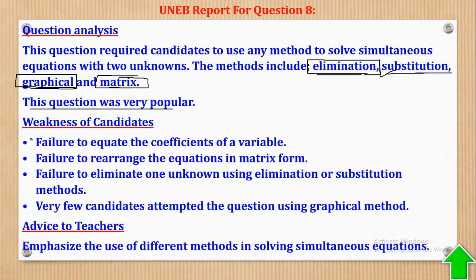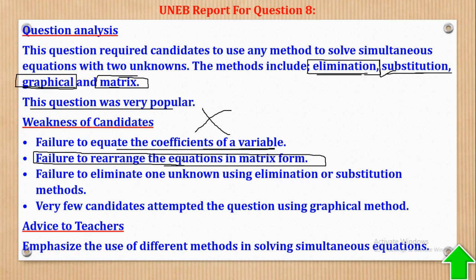Then weaknesses of candidates. One is failure to equate the coefficients of a variable. So to balance, I think you saw what I first did, cross multiplying the coefficients of y. Failure to do that was a weakness. Two is failure to rearrange the equations in matrix form. Some students use the matrix method but fail to rearrange the equations to matrix form. Then another one is failure to eliminate one unknown using the elimination or substitution method. Some students could not cross multiply like I did to balance the y coefficients.